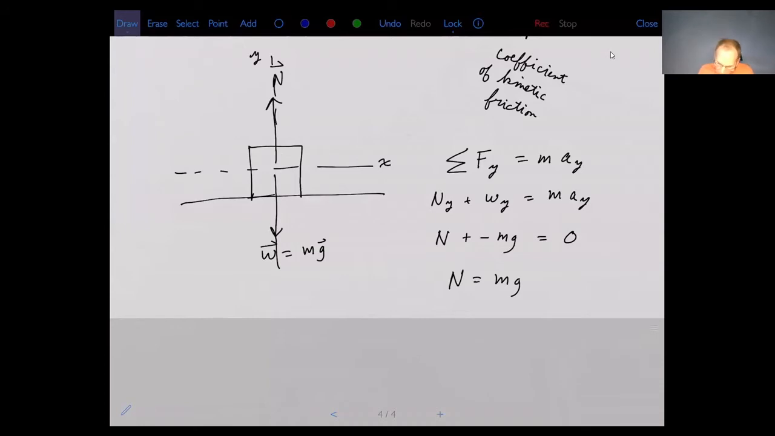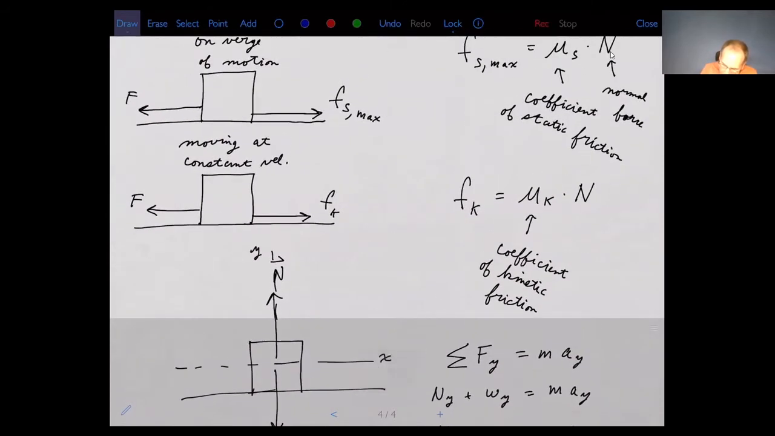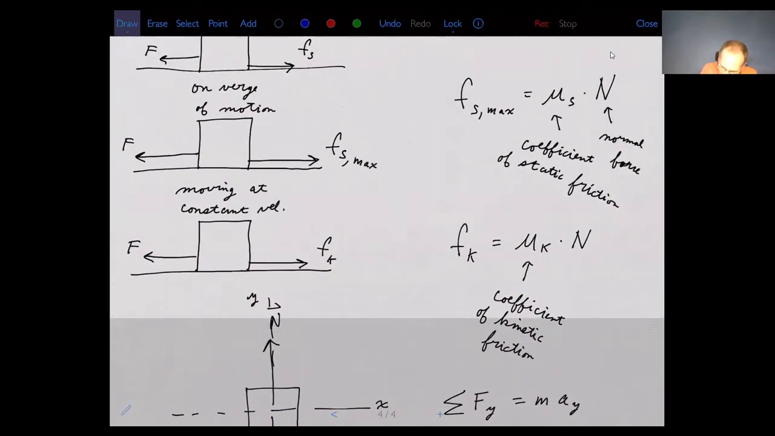All right, now which force is larger: the maximal static frictional force or the kinetic frictional force? Let me give you an everyday example. Let's say you're trying to move a large piece of furniture. Is it harder to initiate the motion, right when it's on the verge of moving, or is it harder to push it while it's already sliding?